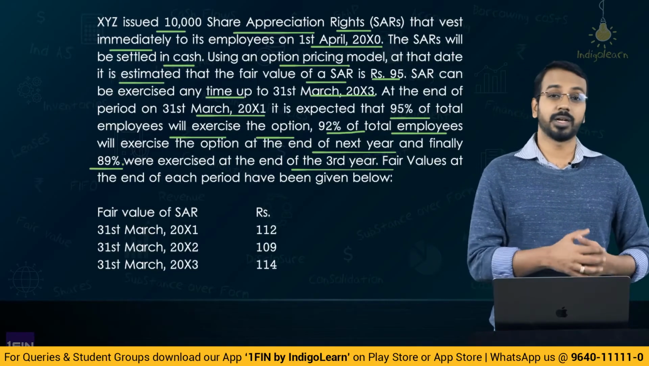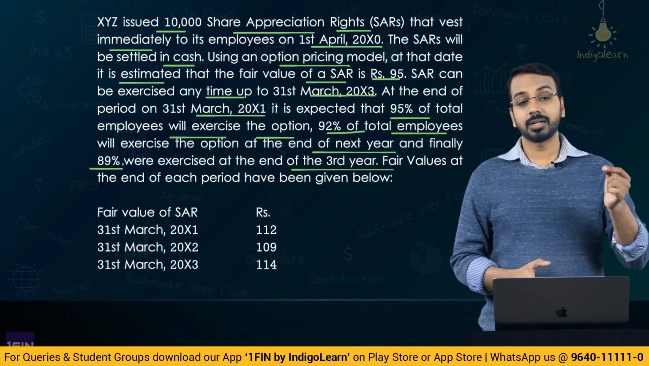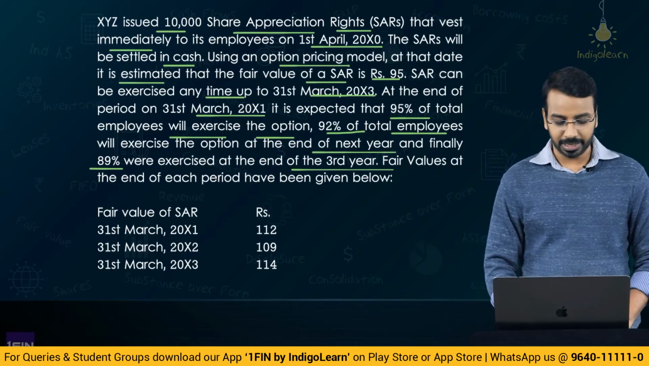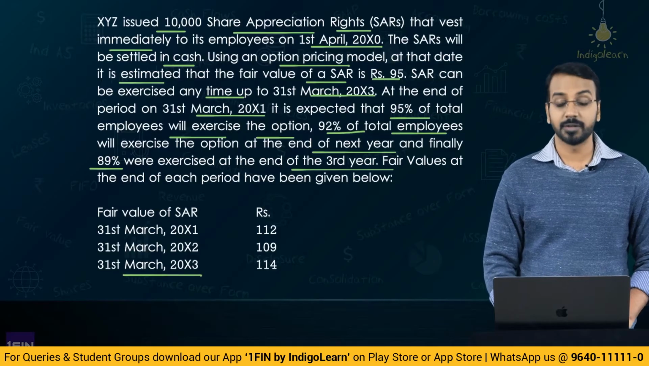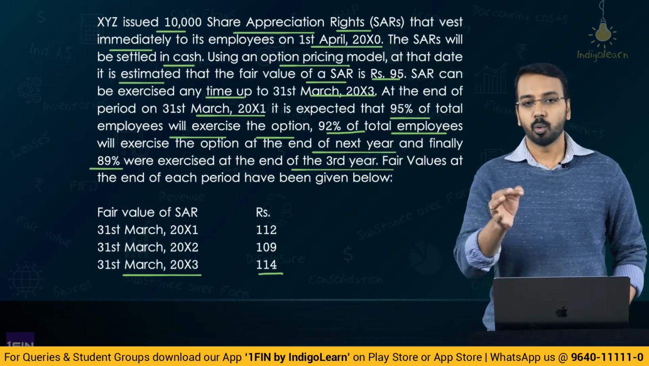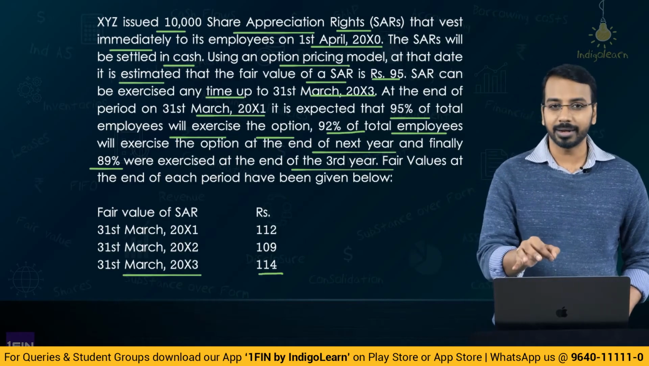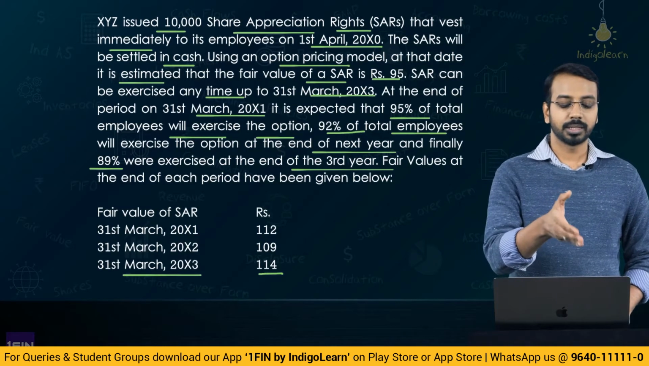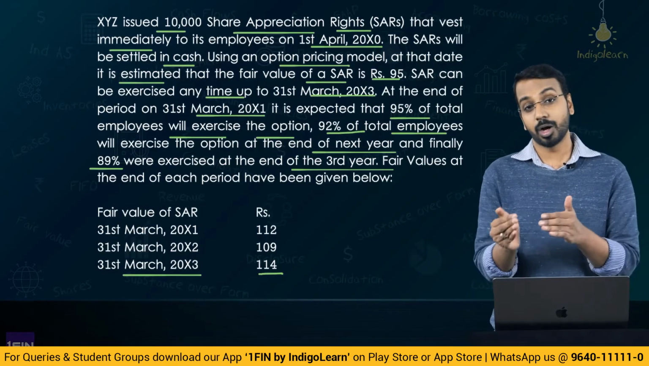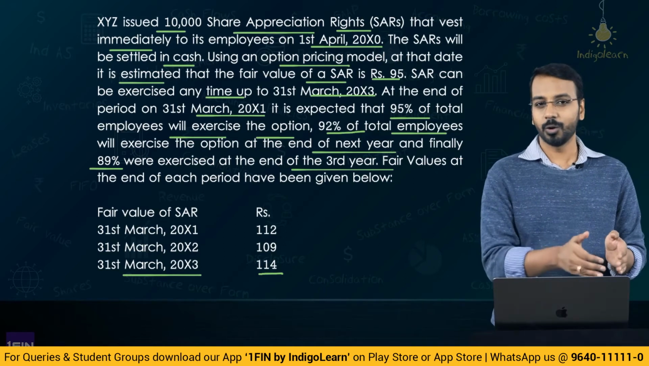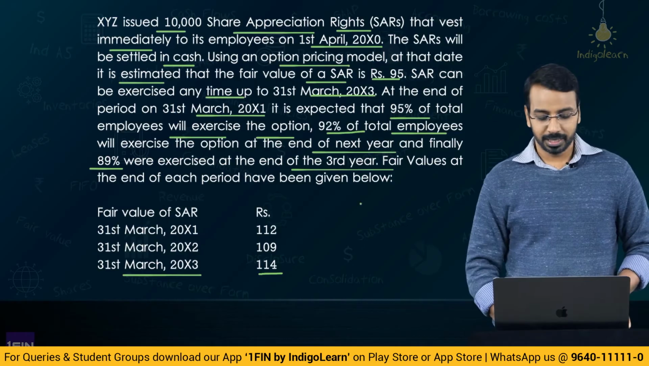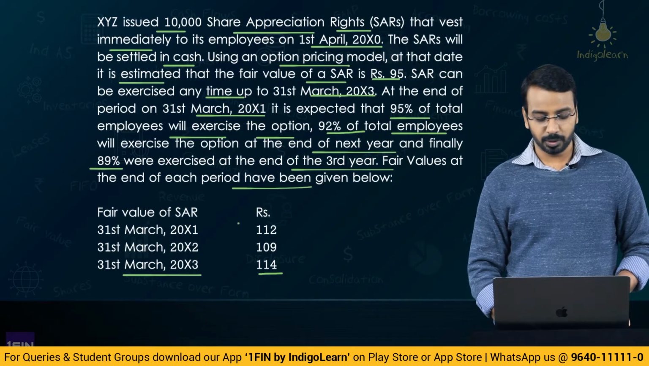Now, the thing that you have to understand here is 89% of 10,000 works out to 8,900. To this 8,900, whatever is the price as on 31st March of year 3, you will pay the amount, that is 114. 114 per share multiplied by your 8,900, that is the final outflow from the entity's side. Now, how do we reach this final outflow? We'll understand once we prepare the tabular solution. The fair value at the end of each period is given below.